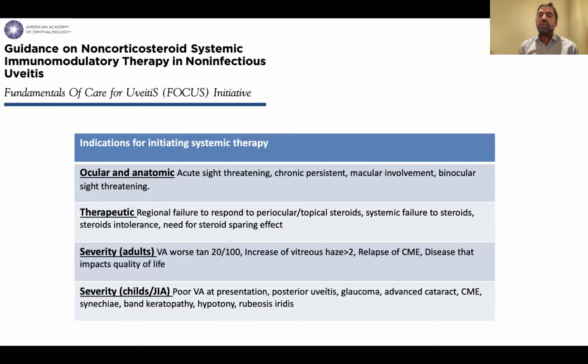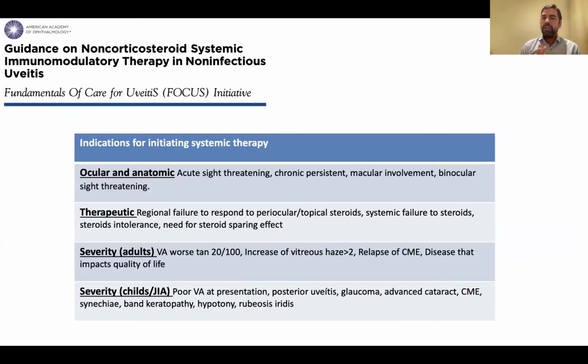So the FOCUS initiative brings out some indications for initiating systemic therapy. This can help us to decide when to initiate this therapy regarding 4 aspects: ocular and anatomic, therapeutic, severity in both adults and children, especially regarding JIA. So these indications can help to decide when to start systemic therapy. Sometimes this is not an easy thing.